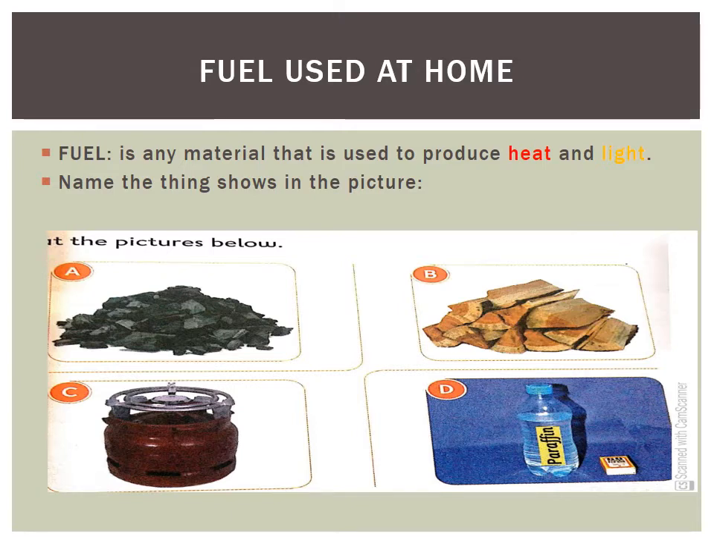Then we have B, which is known as firewood. Firewood also is a source of heat and light. Then we have a gas. Then lastly, we have paraffin. So those ones are examples of sources of fuel that we use.